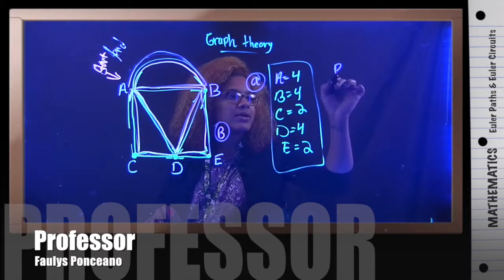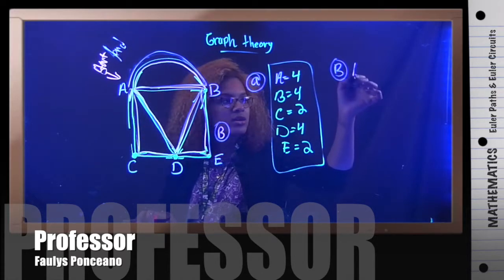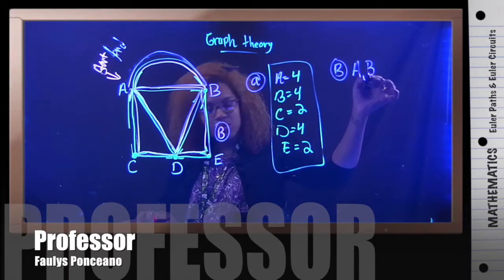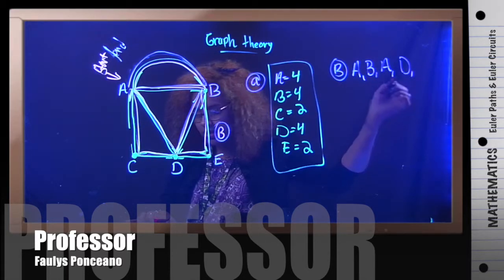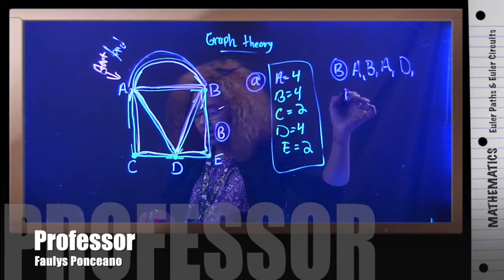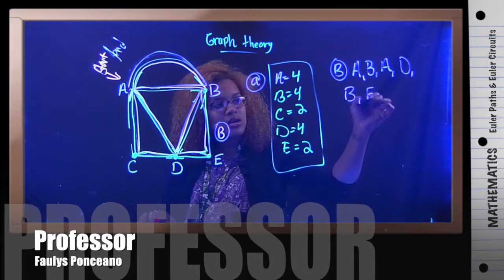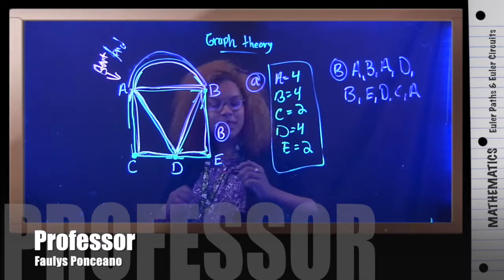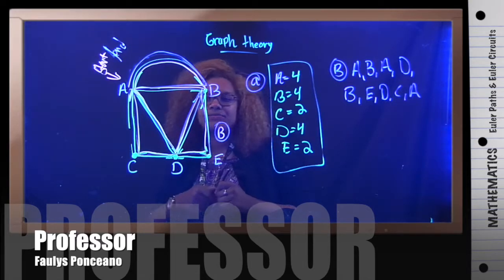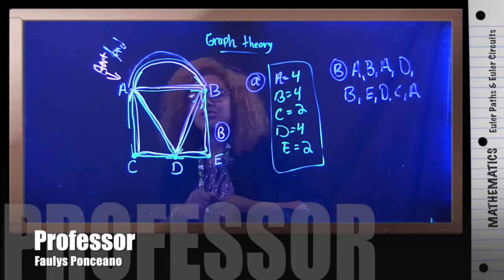If I can write over here so you can see the letters. From A to B, back to A, then D, then I went to B, E, D, C, and A. And that's your circuit. Those are your 2 answers for this example.